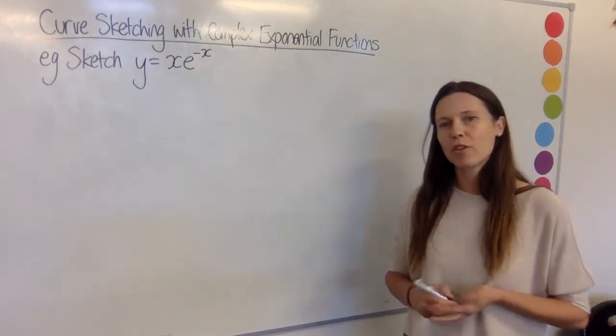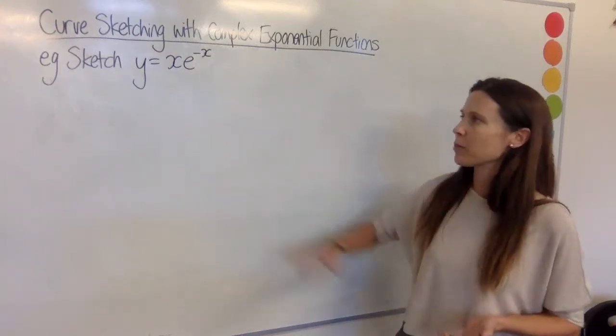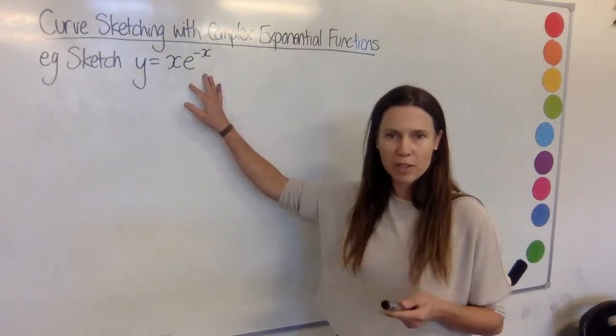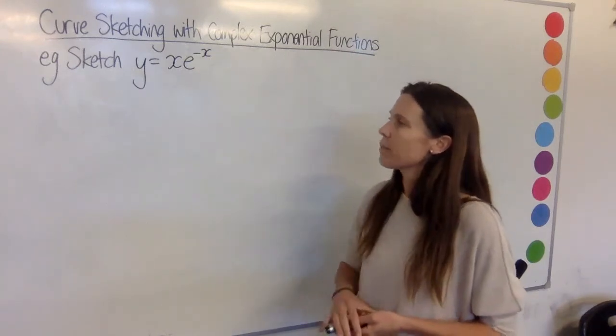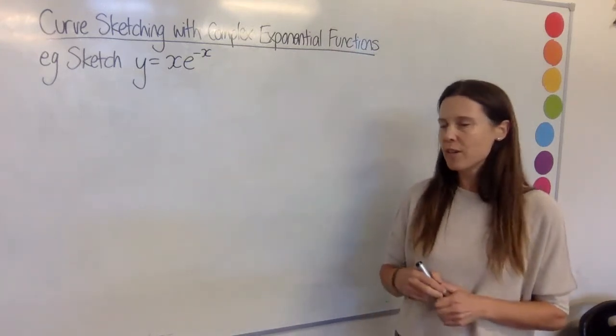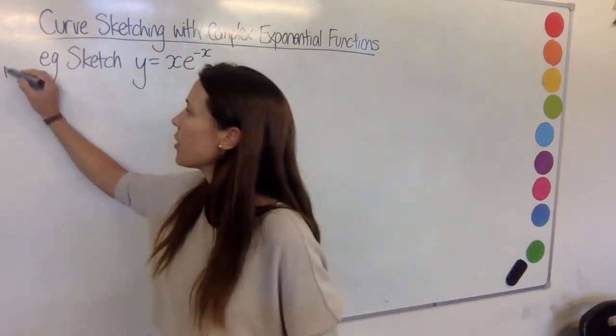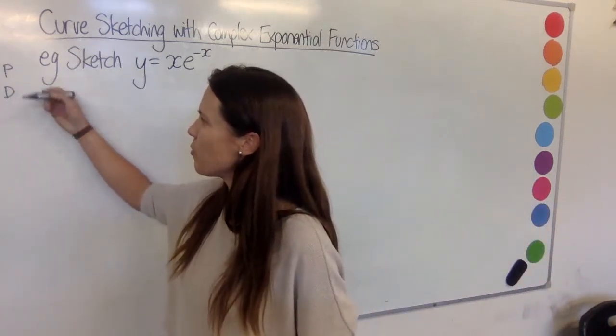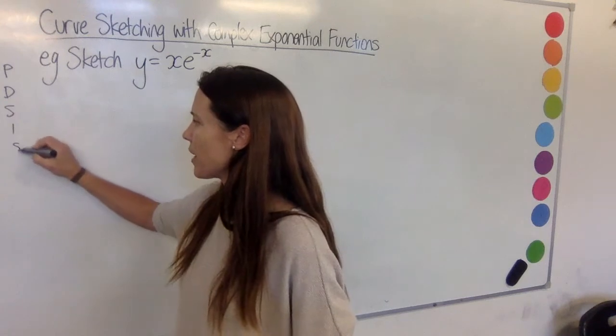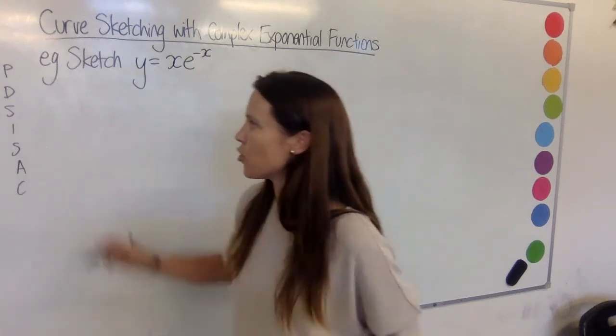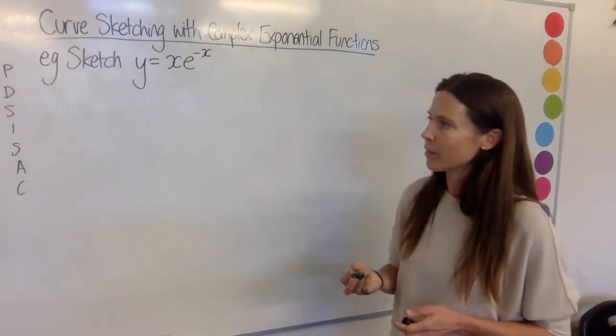Now we've done quite a bit of curve sketching before, but not really with complex exponential functions that are a little bit tricky. So our curve sketching menu is quite helpful. We learned a whole list of letters here. I remember "please do support ISA, children." You might have remembered it as some other little rhyme.